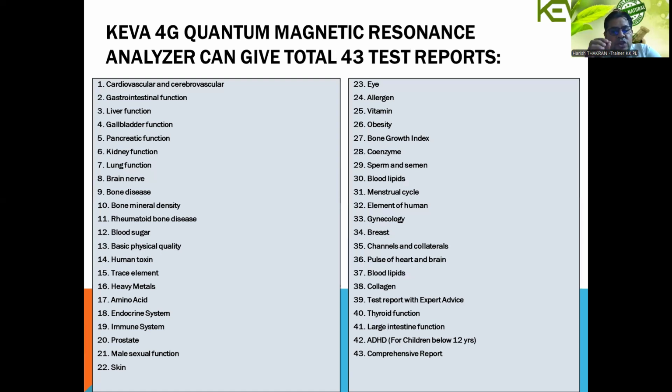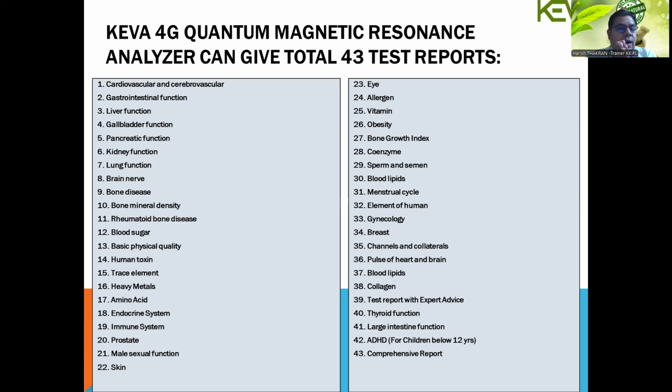But if we talk about the age group, this machine is not suitable to conduct test of a person below age of 12 years. If you are doing test of any children below 12 years of age, you will see only two report cards. The one will be ADHD, and the second will be vitamin. So no need to do test of children below 12 years of age. So these are the different report cards which you get by doing test with the Kiva 4G machine. So this is the basic of the Kiva 4G QMRA machine.